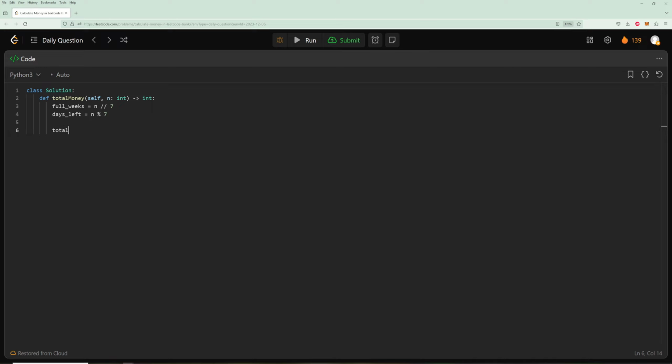So you could say total full weeks equals full weeks times. A lot of these things are going to add together. So basically, the first day is going to be 28, and the last day will be 28.